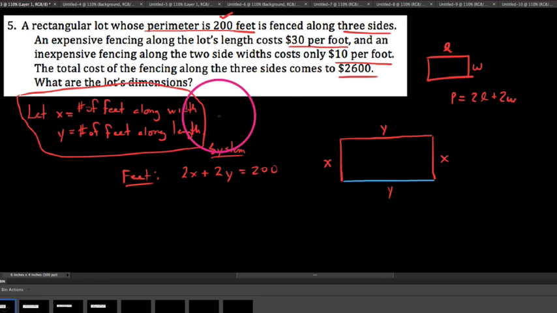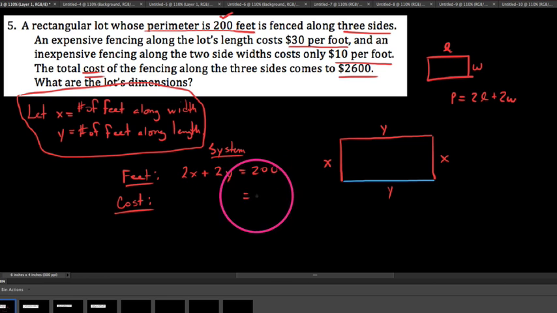In terms of other units, it looks like we're measuring some numbers in dollars. That dollars, just to emphasize this, represents a cost. And so we're going to come up with what we call a cost equation. If you haven't picked up on this yet, let's go ahead and pick up on it now.